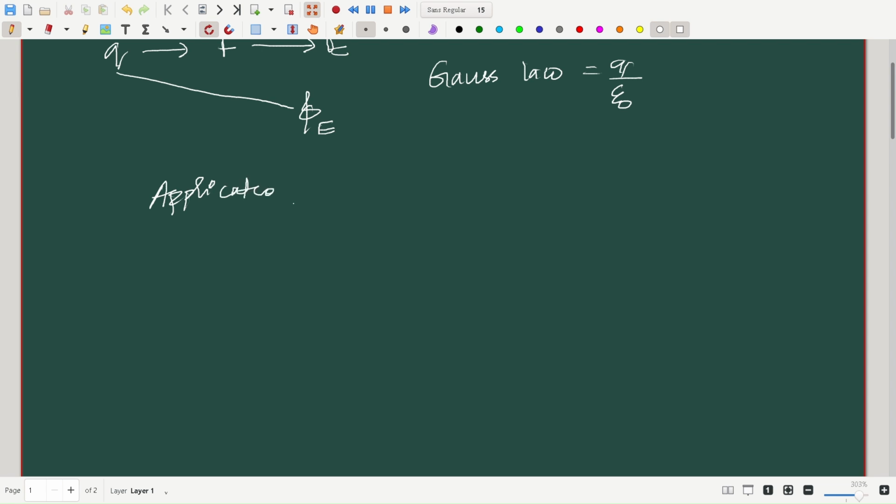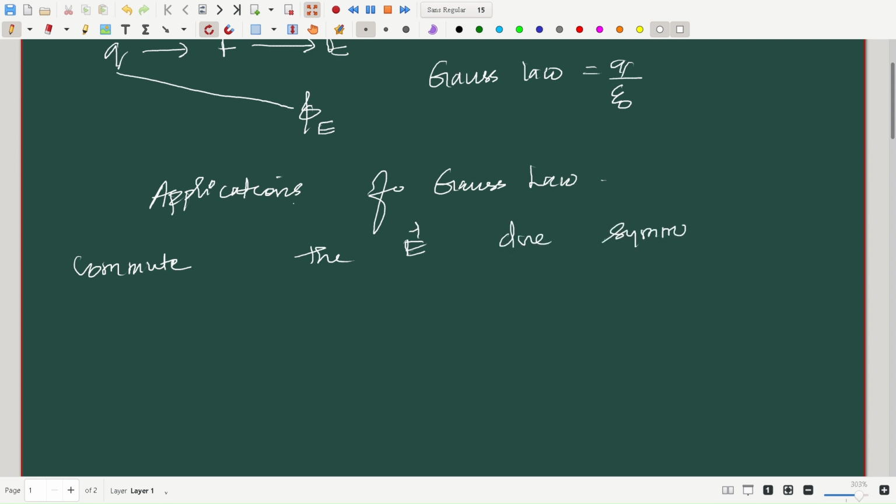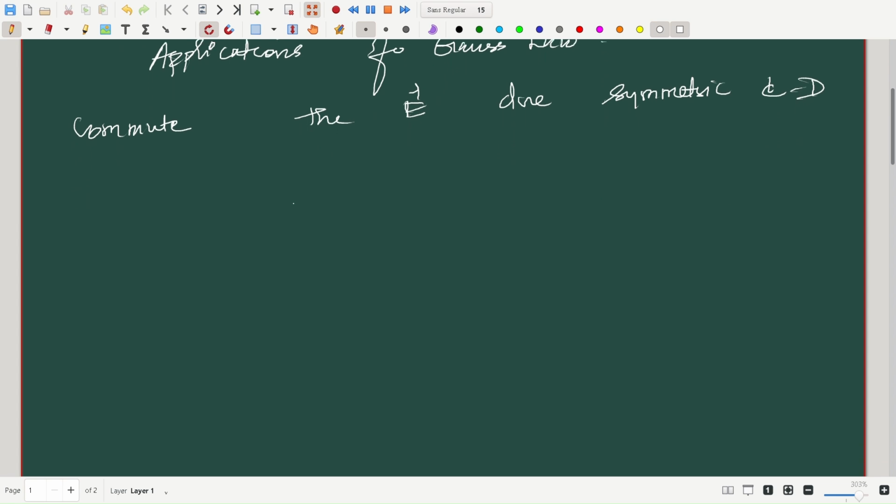Applications of Gauss law. So the obvious application of Gauss law is to compute, or to give the equation, or calculate the electric field due to symmetric charge distributions. So this is the important and the most predominant application of Gauss law. This calculation of electric field is possible if and only if the system is symmetrical.